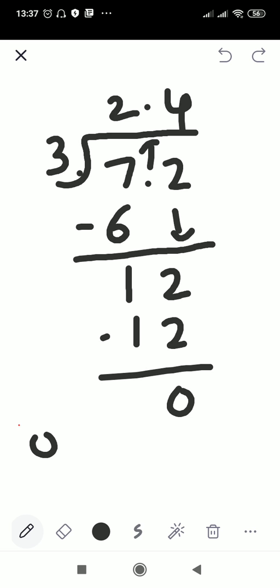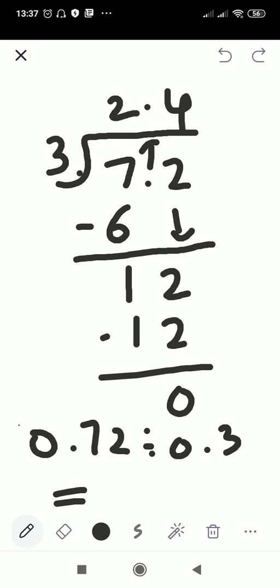So finally, the question was 0.72 divided by 0.3. So your answer is 2.4. Alright, we have divided it using the conversion. First we converted it to make the divisor a whole number, so we can divide it, and then we are going to get the answer 2.4 and line up the decimal point.